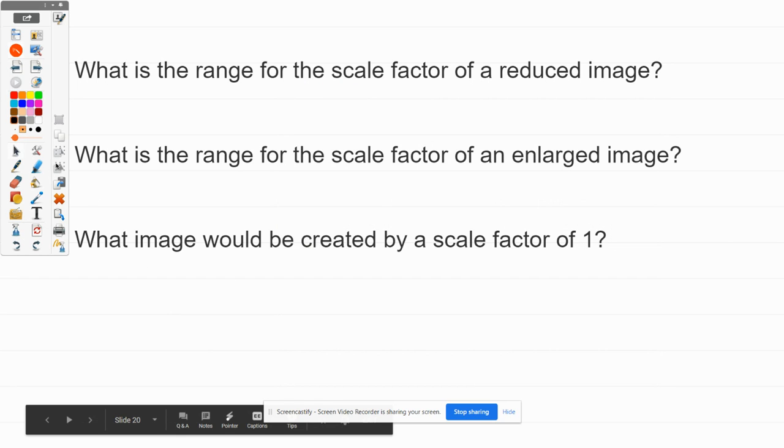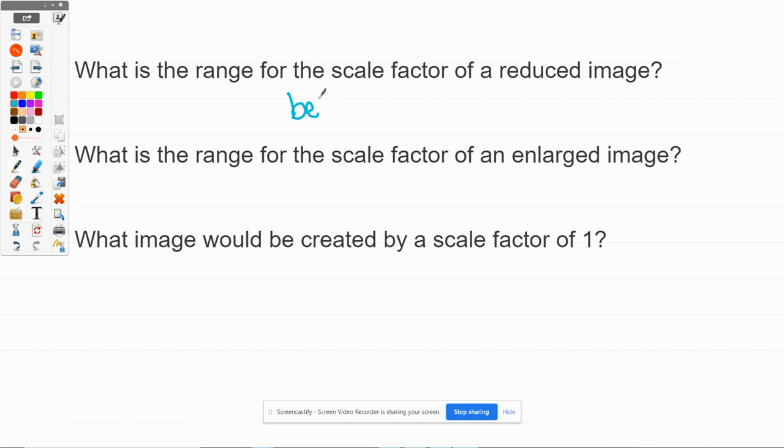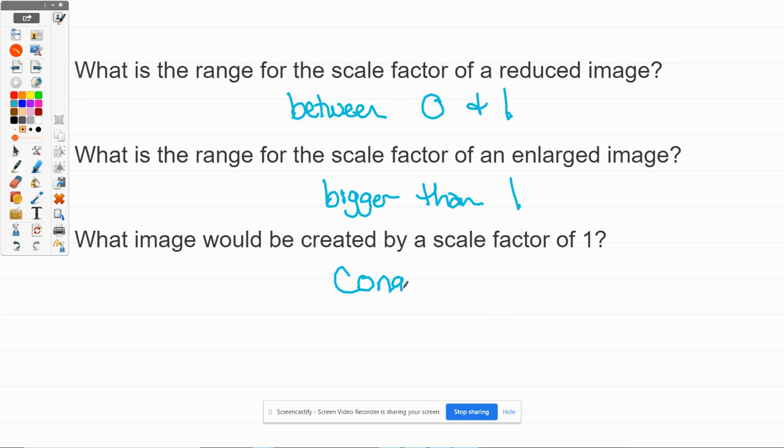So what is the range for something that is reduced? Well, if it's reduced, it can't be 0. So let's say between 0 and 1. It can't be 0 and it can't be 1, but between those values. And if it's an enlargement, it just has to be bigger than 1. Can't be 1, just bigger than 1. And if it was 1, it would be a congruent figure, the exact same shape.